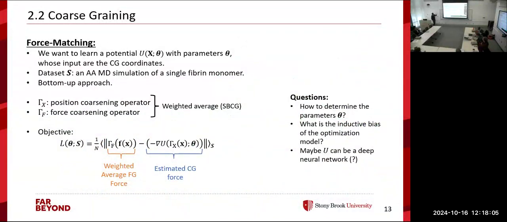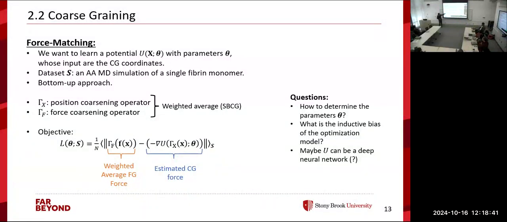So we want to learn a potential that takes the CG coordinates as input, and it gives us the potential of the molecule at this resolution. How are we going to do this? We're going to use a bottom-up approach, and we're going to take an all-atom MD simulation, fine grained. So we're going to run a simulation with all the atoms, and then we're going to try to form a potential that matches these forces.